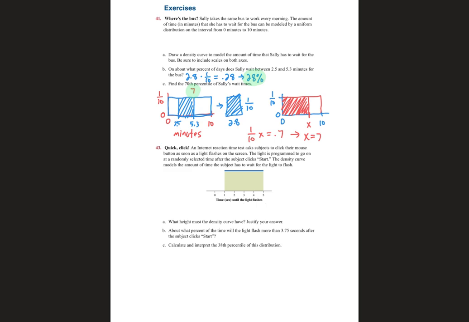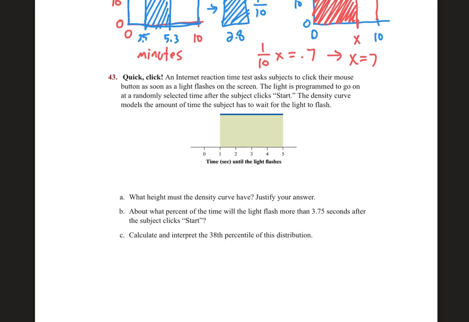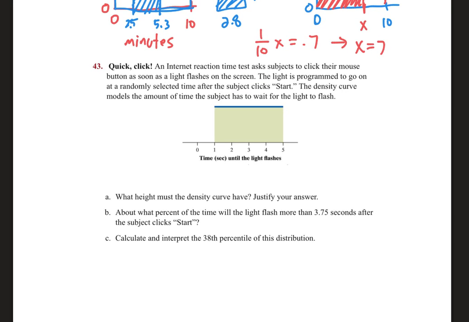Okay, next one. Let me zoom in. An internet reaction time test asks subjects to click their mouse button as soon as the light flashes on the screen. The light is programmed to go on at a randomly selected time after the subject clicks start. The density curve models the amount of time the subject has to wait for the light to flash. First, what height must the density curve have, and justify your answer.